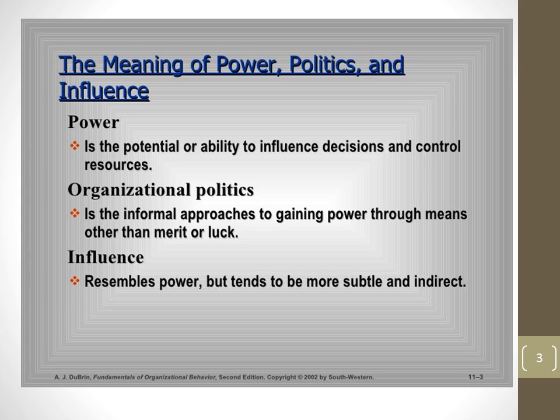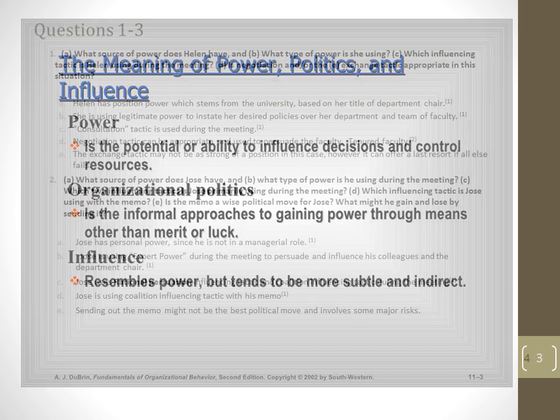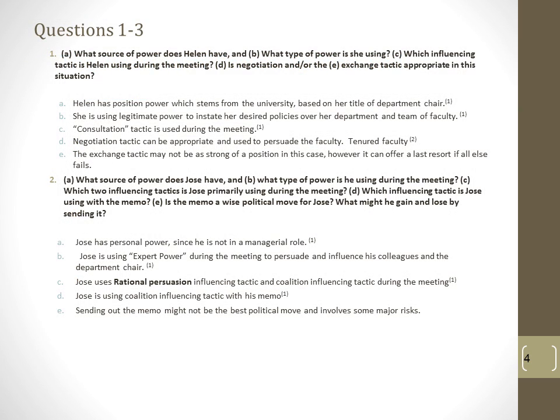There's some meanings and definitions of power, politics, and influence that's obtained from the textbook. Covering the questions. Question number 1, what source of power does Helen have? That's part A. Helen has position power, which stems from the university and is instated in her title of department chair. Part B, what type of power is she using? She's using legitimate power, which again is power given to her by the university, carried in her title.